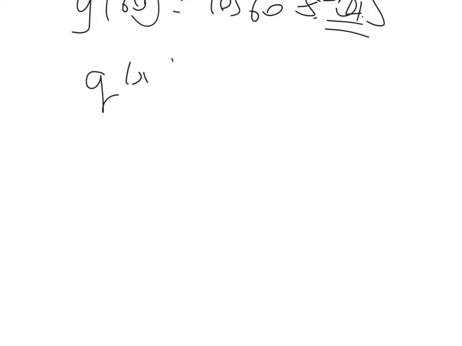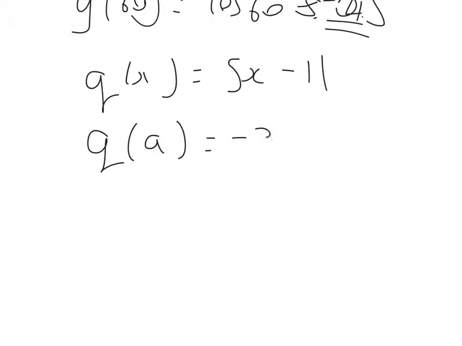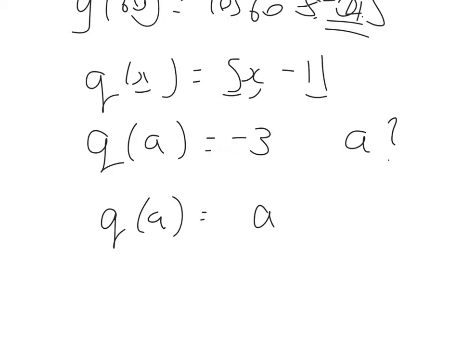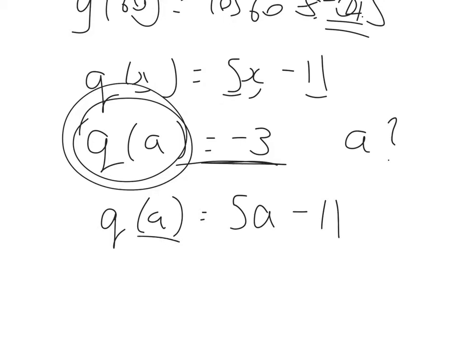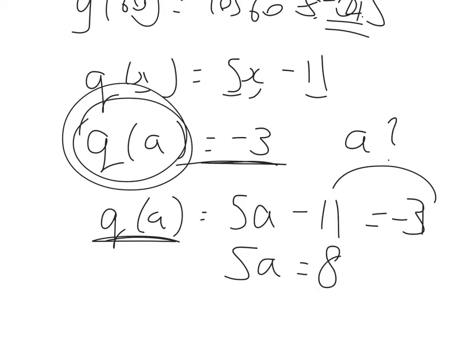q of x equals 5x minus 11. q of a equals minus 3. Find a. So whatever's in the bracket, I write it down, times by 5 and take away 11. So a is in the bracket. q of a then holds a value of minus 3, so that's equal to minus 3. Bring the minus 11 across, change its sign. 5a will be equal to minus 3 plus 11, which is 8, and a will be equal to 8 over 5.